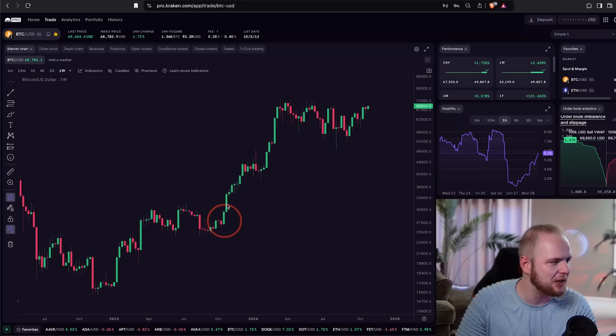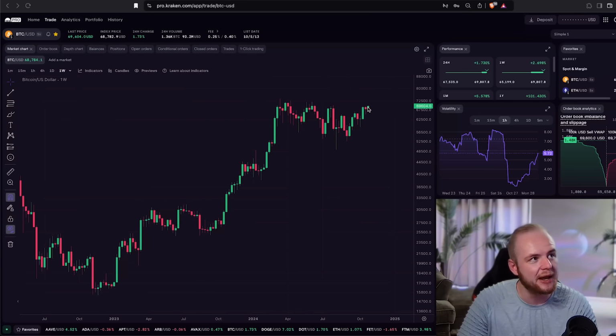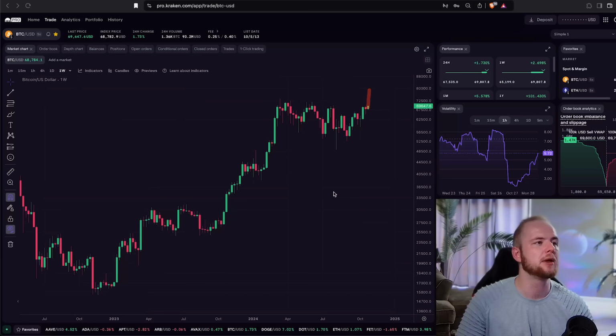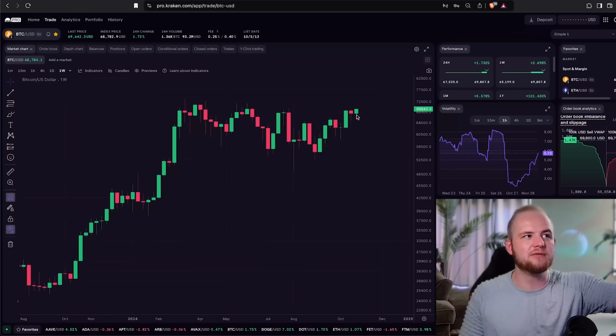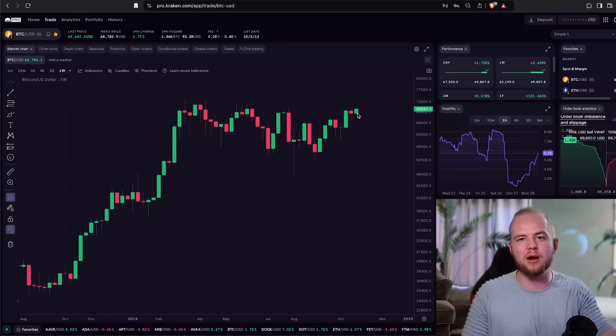You can just take any one of these weekly candles on these run-ups and just plot it where we are now. And if any one of those types of candles showed up, we'd be well above the all-time high. So if Bitcoin broke the all-time high by the end of this week, I also wouldn't be surprised. The time is now. This is when Bitcoin usually does it.